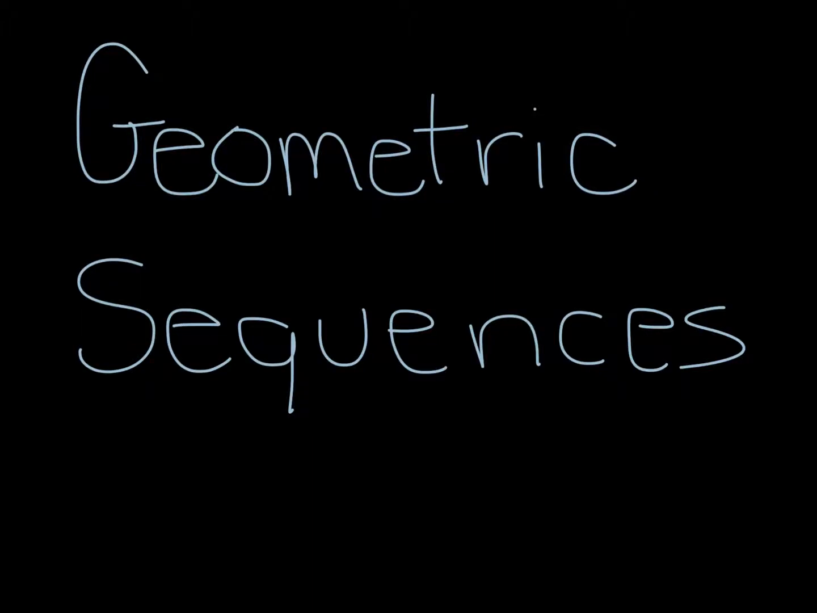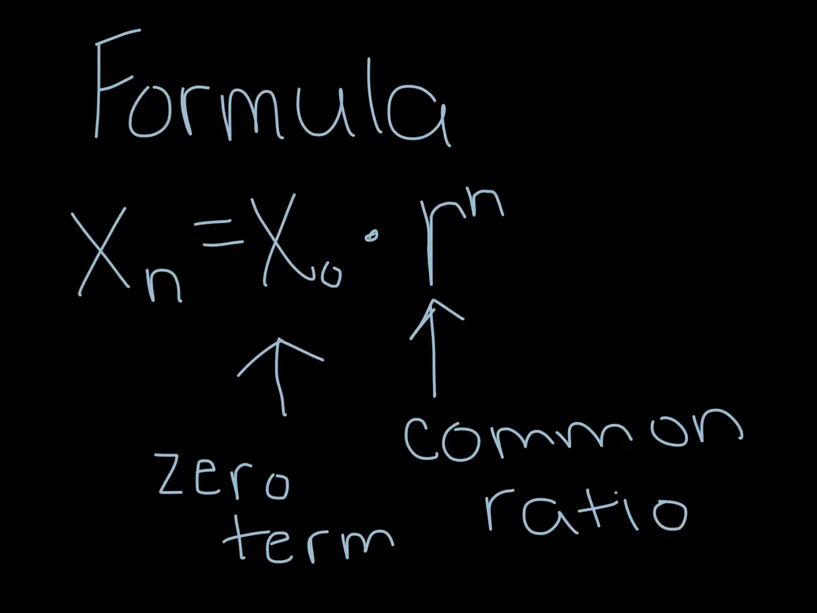So this video is going to be on geometric sequences, the formulas that we use for them, and how we write the formula. So here's the formula that we're going to use. We're going to use the common ratio raised to the n power, that's the number term, and then times x sub 0, which means the 0th term. So you're going to have to find the 0th term of each sequence to write the formula.